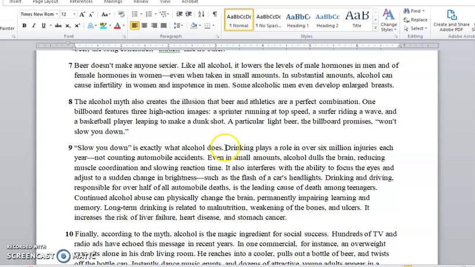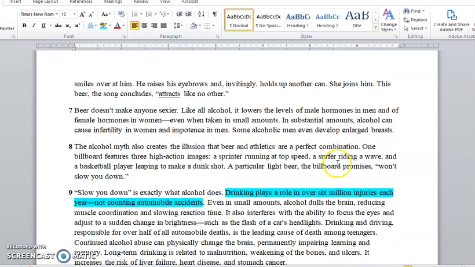In paragraph number 9: drinking plays a role in over 6 million injuries each year, not counting automobile accidents. And here we get to a good point where a few of my students start pointing out that, well, that sounds like a good amount, it sounds like evidence, but normally they start pointing out that they would like to have heard, where is the study coming from? Is it from a survey? Is it from a reputable source? Is it her just bringing up her own research? A lot of times they ask about that, and that's usually a good question that comes into our discussion.